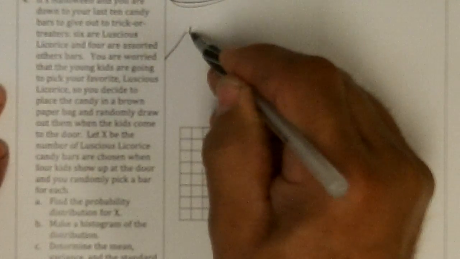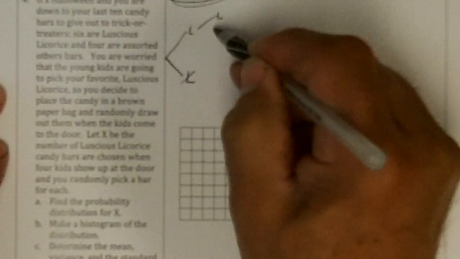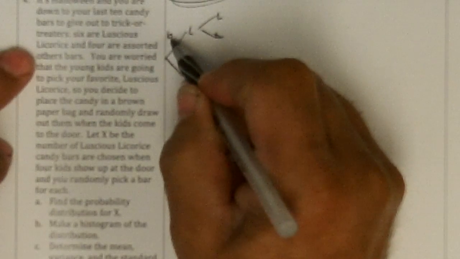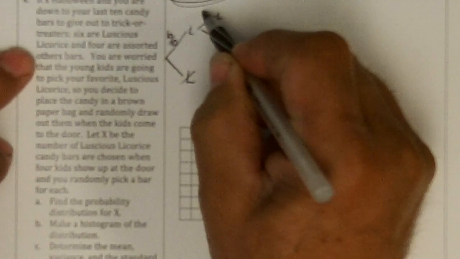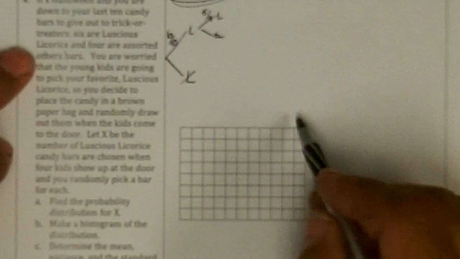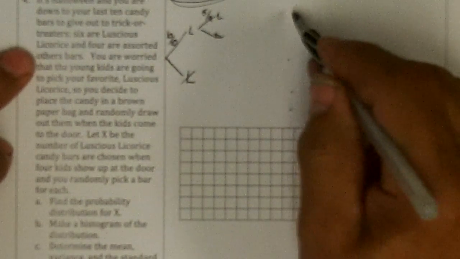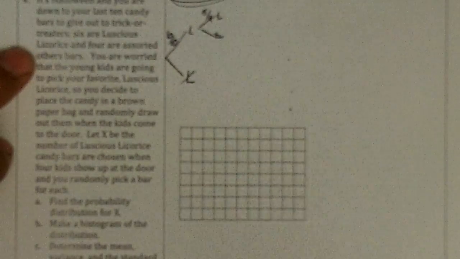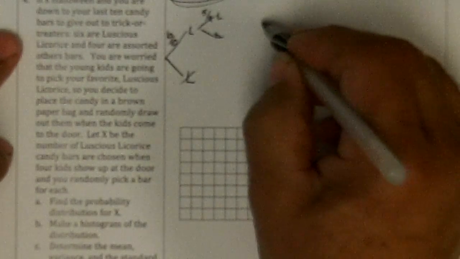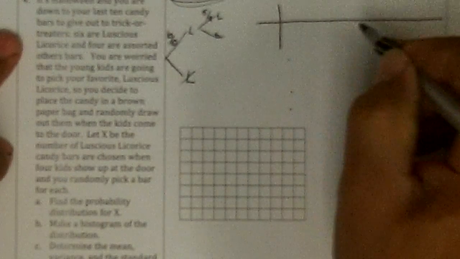diagram. Luscious licorice and not luscious licorice they choose for the first one, and then luscious licorice and not. And you could put in that for the luscious licorice, there's 6 out of 10, and then after they choose one, it's 5 out of 9. And you could build this tree diagram and figure out all the paths that have no luscious licorice, 1 luscious licorice, 2 and 3 and 4. But I would think a 4-branch tree diagram would be messy. It would be easier if you did the probability distribution using combinations.